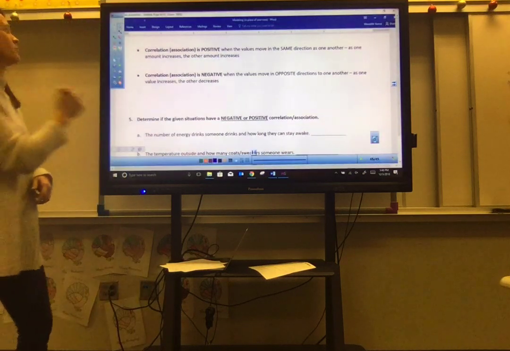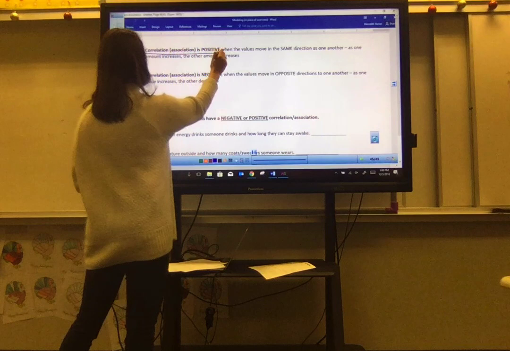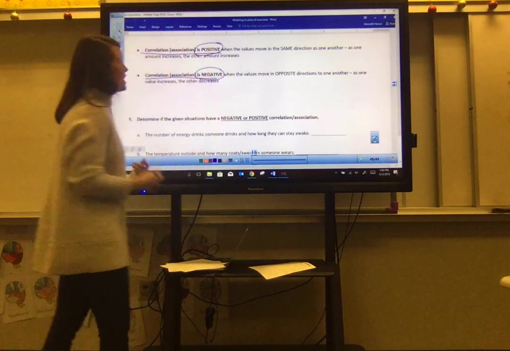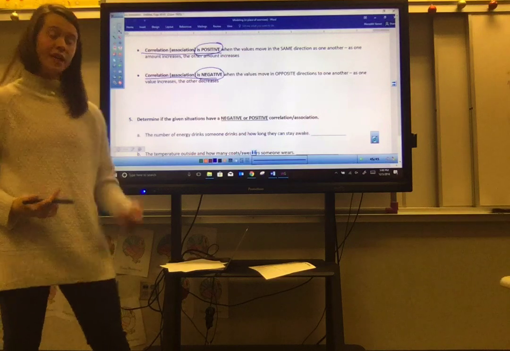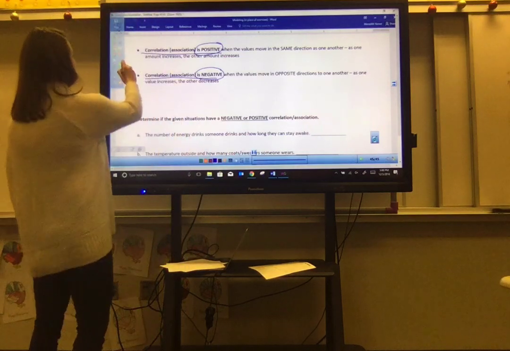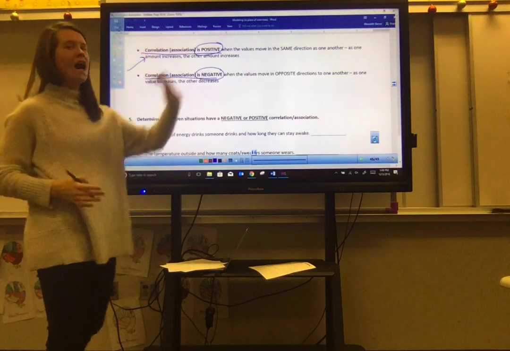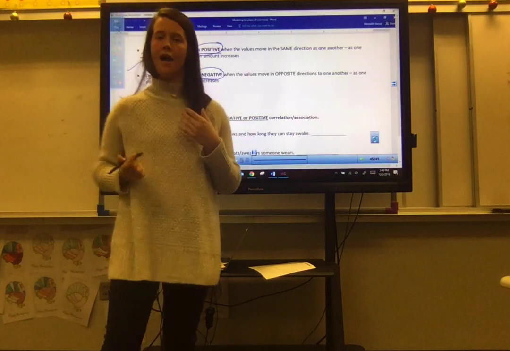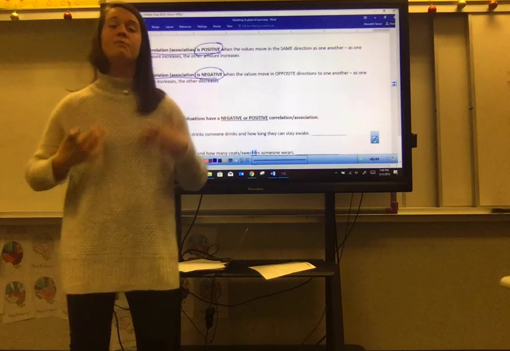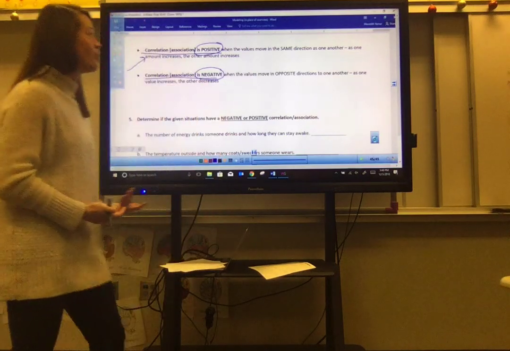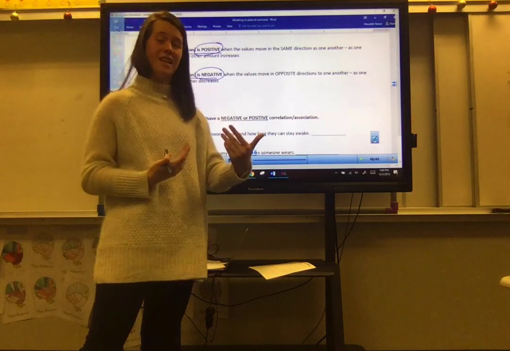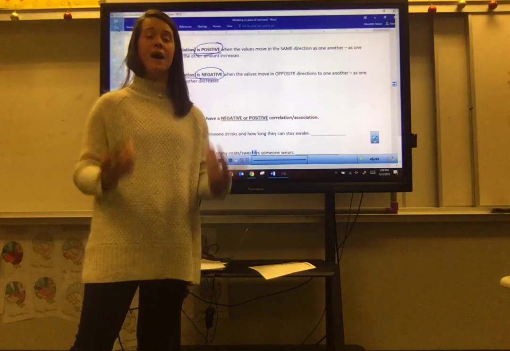So now we come to this word called correlation. Correlation can either be positive or it can be negative. For a correlation to be positive, I almost want you to think of a positive slope. You're thinking of something that moves in a positive direction, low to high. If something has a positive correlation, it means that they're moving in the same direction. So if something is increasing and it causes the other to increase, that means that it's a positive correlation.